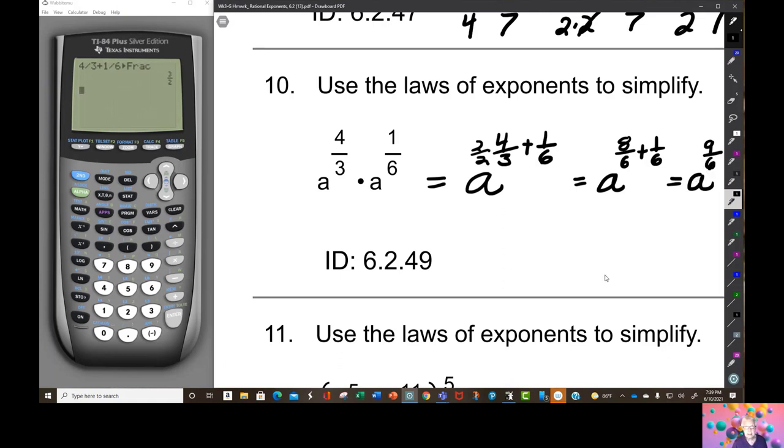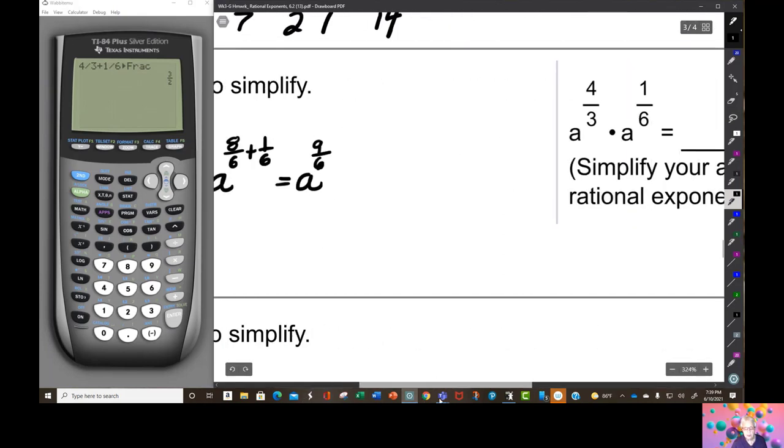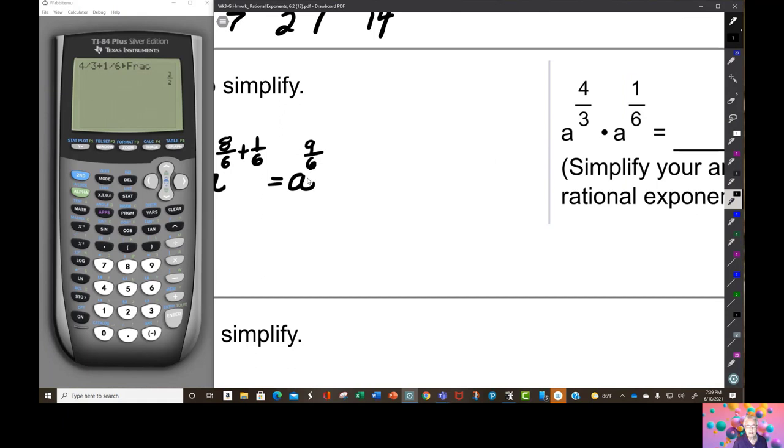But 9 sixths has to be reduced, because you know, and I know that 3 goes into 9 and 3 goes into 6 evenly. Divide by 3, divide by 3. That will give you a to the 3 over 2. But math frac gives you the answer in lowest terms right away.